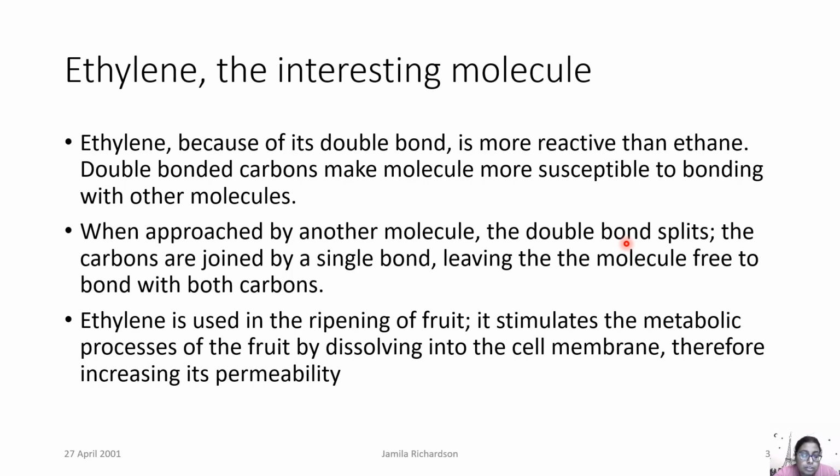Okay, so we know the structure of ethane, and we know the structure of ethylene as well. Ethylene basically has a double bond between two carbons. The formula is C2H4, with a double bond between the two carbons. Because of its double bond, it is more reactive than ethane. Ethane is an alkane, so ethane does not have any double bonds.